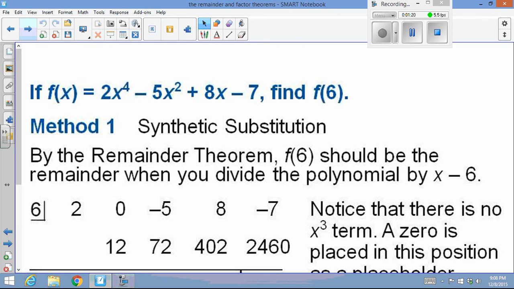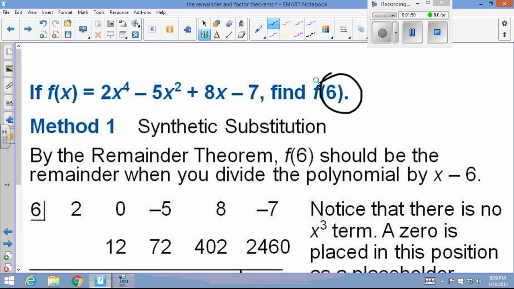So here, I want to find f of 6. There are two basic methods that I can do that. One method is by synthetic substitution. When I do synthetic substitution, I put the number that I'm evaluating, in this case 6, into the box. And I'm going to do synthetic division.